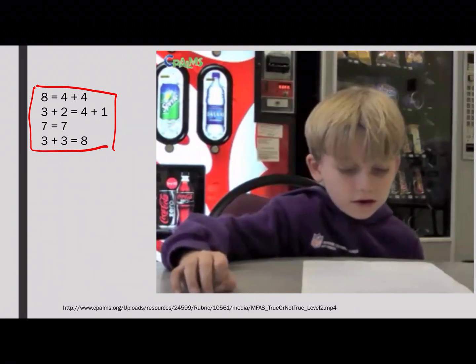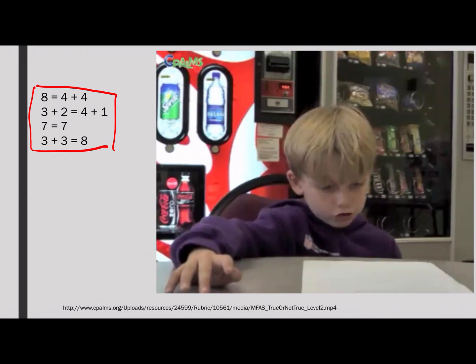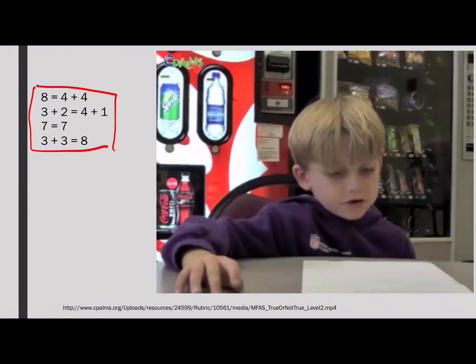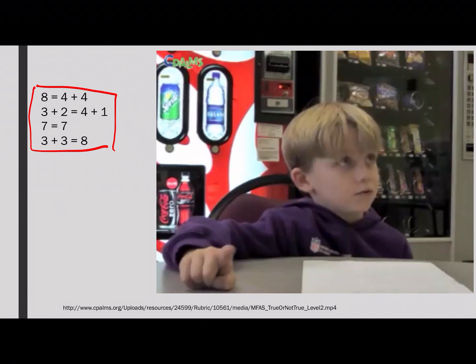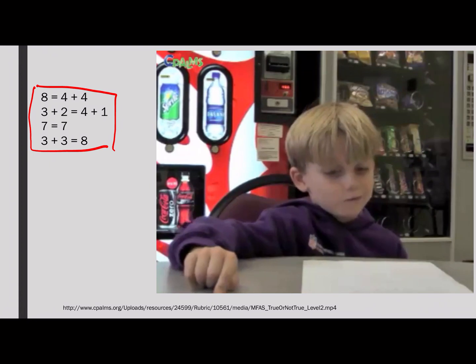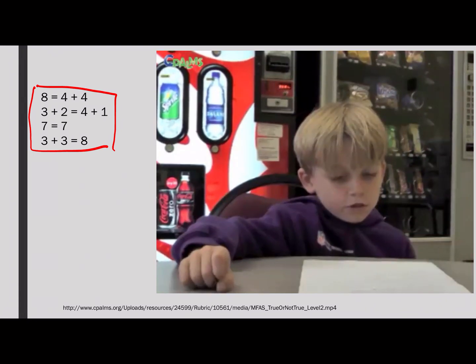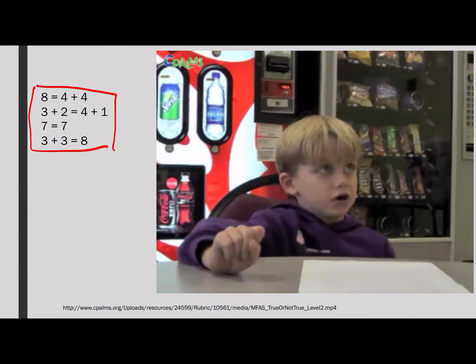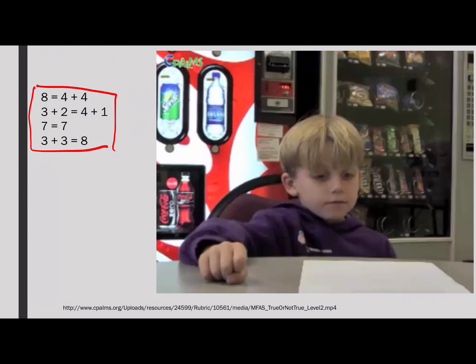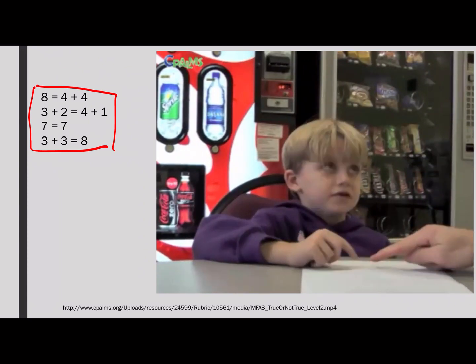Read that one to me. 7 equals 7. Is that true or not true? Not true. Why is that not true? Because there has to be a plus or a minus. Oh, need a plus or a minus somewhere in there, huh? Yeah. Okay, what about this one? This is not true because the equation is not correct. Okay, what's not correct about it? The answer. What should the answer be? 6.